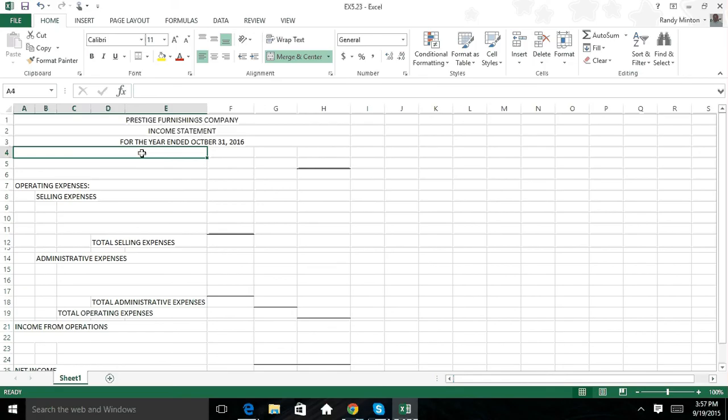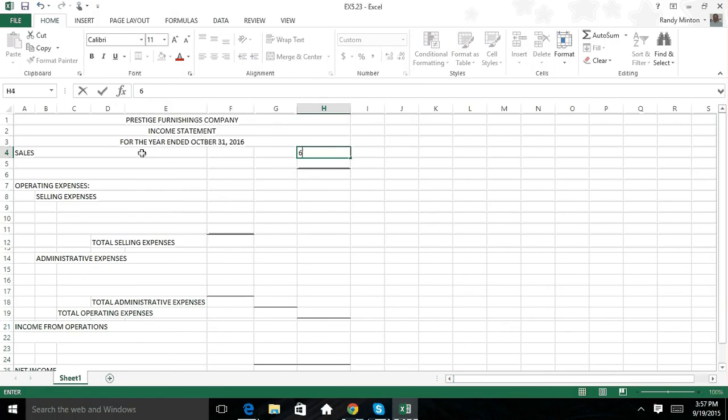So in the case of the income statement, it always starts out with your revenue stream, and in this case the revenue stream is sales. So we would come over to the sales section. In the case of a multiple step income statement, that's going to be all the way to the far right, and it is $6,410,000. So we're going to type that in.